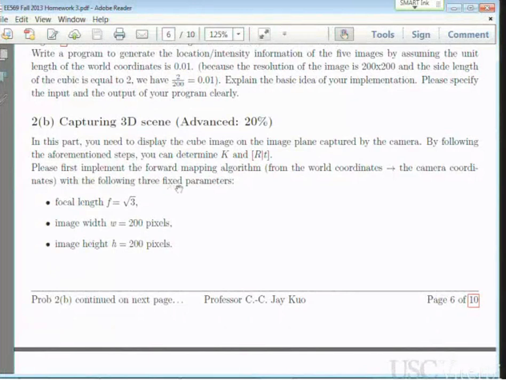Please first implement the forward mapping algorithm. Forward mapping basically tries to do what I said. It's a row vector, and through K, R, T and K, you get another row vector. But the result will not be good because you are not able to go to the point you want, the integer point. Sometimes you go to a fractional point. So it's a little bit messy.